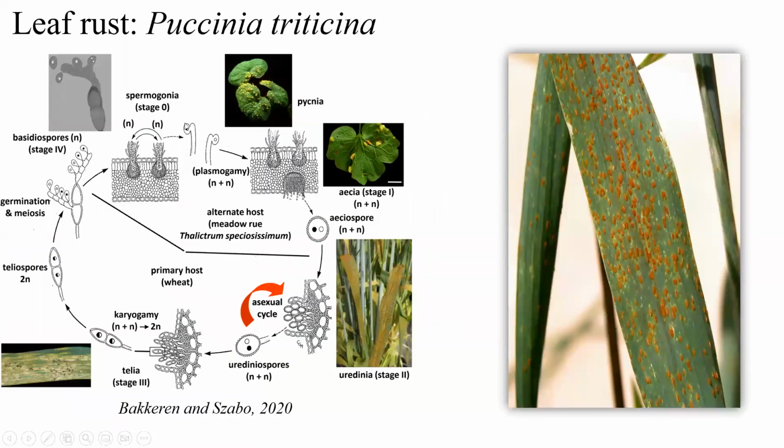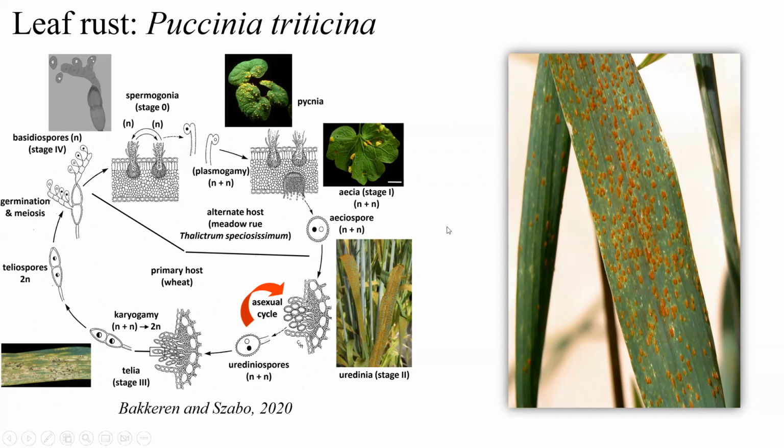Starting with the first disease, which is leaf rust, caused by the fungus Puccinia triticina. It is an obligate biotroph, which means it requires a living tissue to survive. And the disease is shown here as circular to oval pustules that are orange to brown in color.